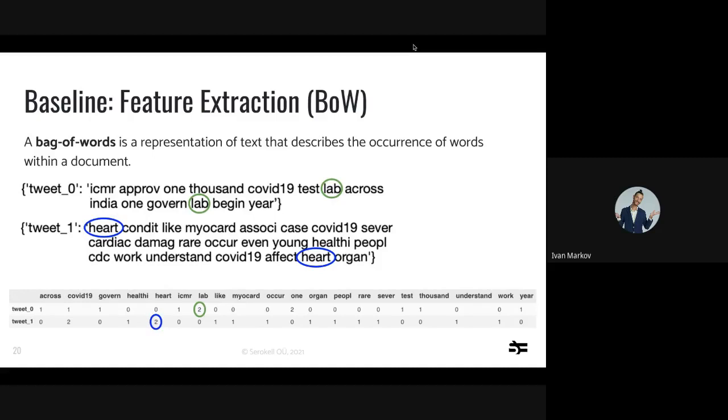Same thing goes for heart, but vice versa, it's in tweet 1. And for example, the word COVID-19 exists in both tweets, and that's why we assigned 2 to tweet 1, because there are two COVID-19s, and 1 to tweet 0. Basically, by doing so, we've effectively acquired vectors, which are called bag of words, for each data sample, which contain a lot of zeros and counts of words which are present in tweets.